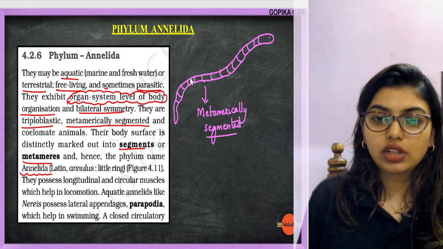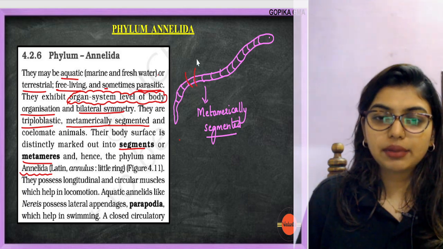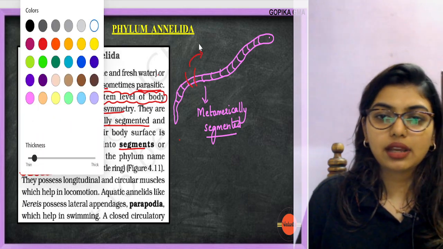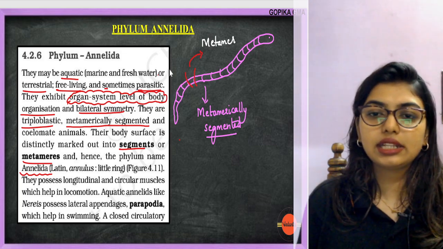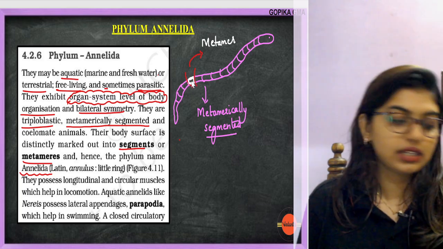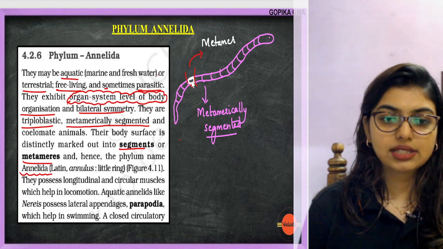So we can call each segment, if I take this segment, I can either call it a metamer or I will call it a segment. They are telling that each of these portions can be called little rings, ring-like structures. Got it? They possess longitudinal and circular muscles.